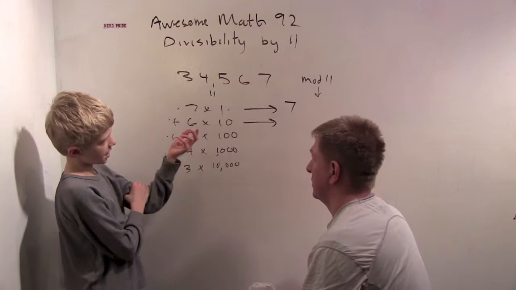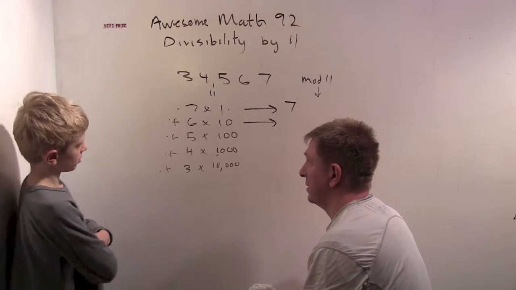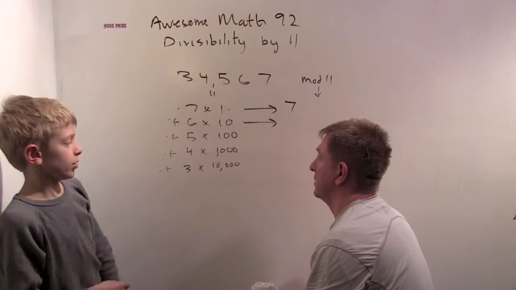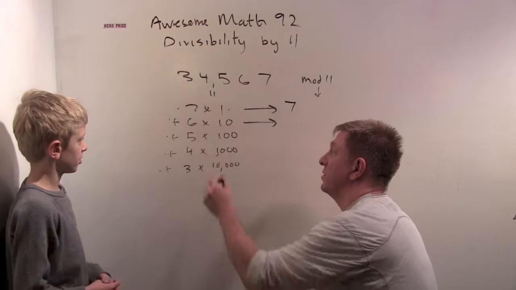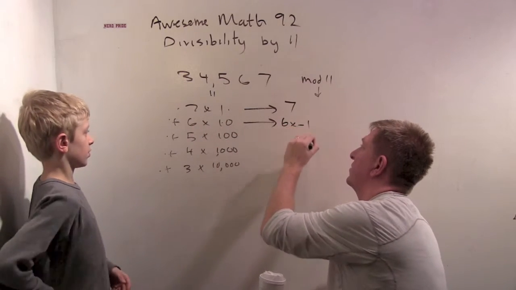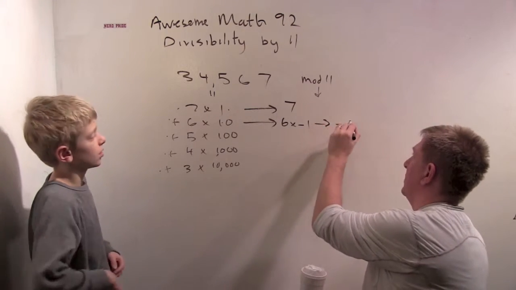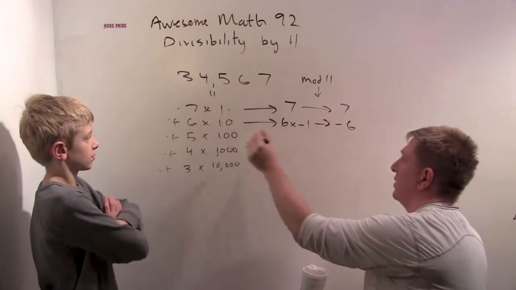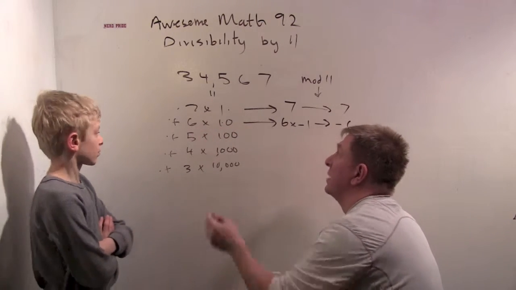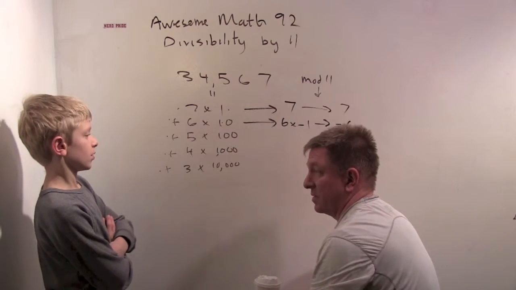Well, you can say 10 is minus 1. So let's just look at the 6 times 10 first. This is the same as 6 times minus 1, which is minus 6. So here I just get a 7, and then for this 6 times 10 I get minus 6. And what does that mean? It means I have to add 6 to 60 to get something that's divisible by 11.